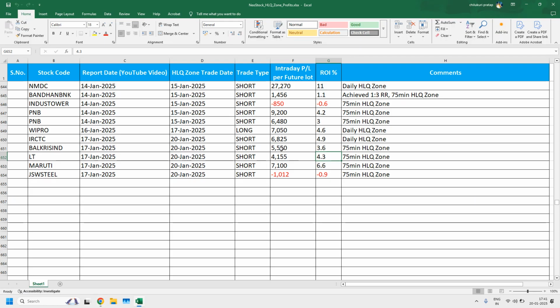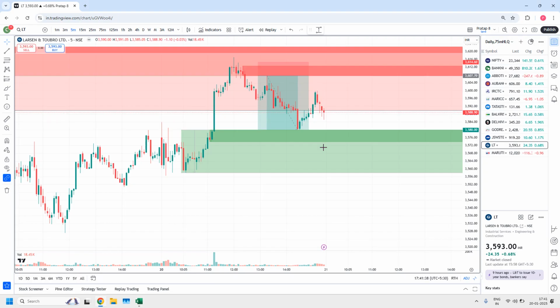Why am I saying this? Because with Balakrishna Industries, we got 5,500, but the ROI is only 3.6%. But with L&T we got 4,155 rupees profit, and the ROI is more. That means compared to Balakrishna Industries, the profit is less, but the ROI is more. It is all because of the futures margin cost. That plays the major role. The future margin cost is your investment. This is how you should understand it. So this is about the L&T stock.